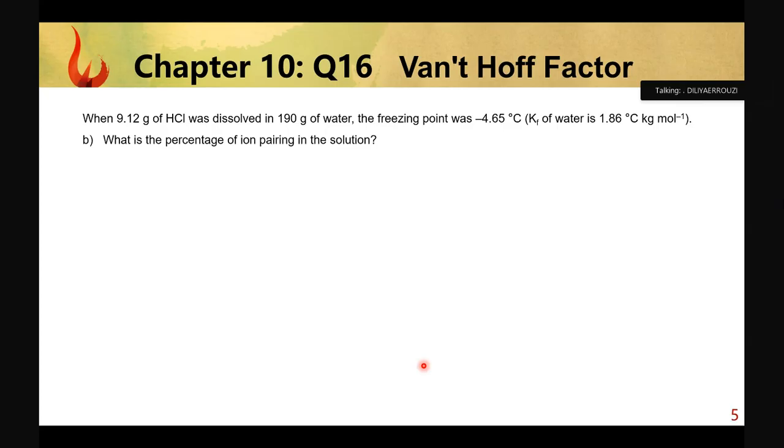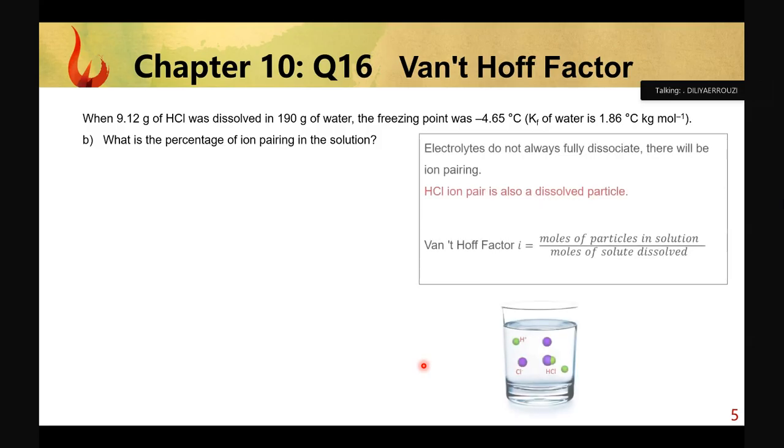Then the second question is, what is the percentage of ion pair in the solution? Before that, you need to know electrolytes do not always fully dissociate. There will be ion pairs. Let's look at the diagram. When we put hydrogen fluoride into the solution, particularly in water here, it will be 3 particles. For example, hydrogen ion and fluoride ion and hydrogen fluoride ion pair. So the ion pair also counts as a particle in this situation.